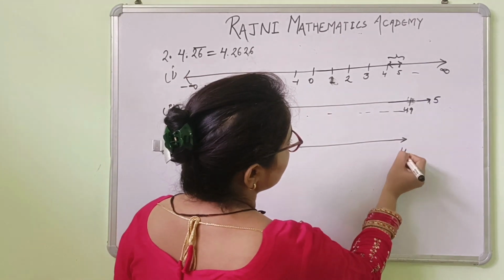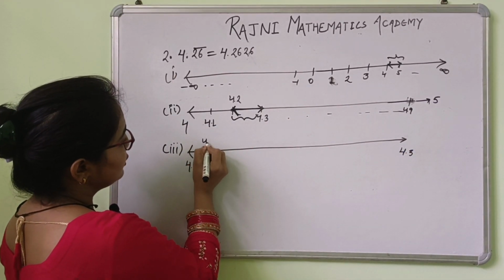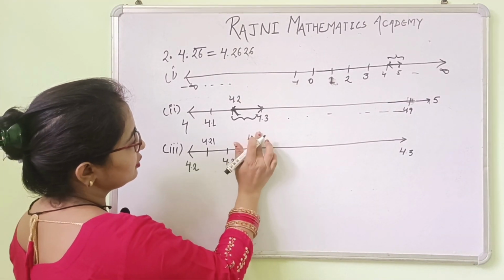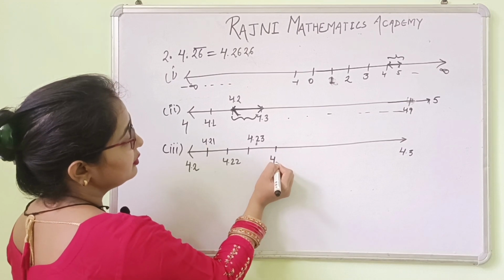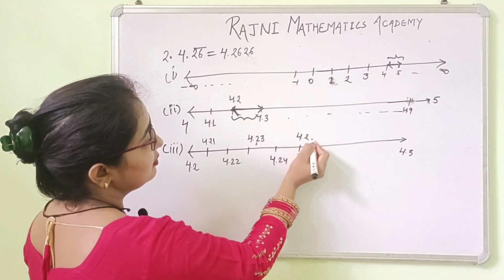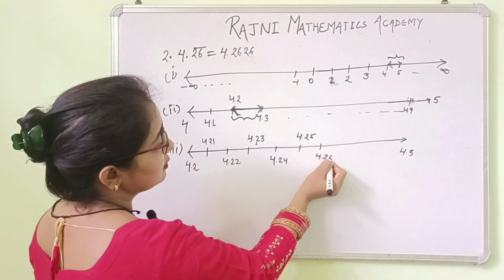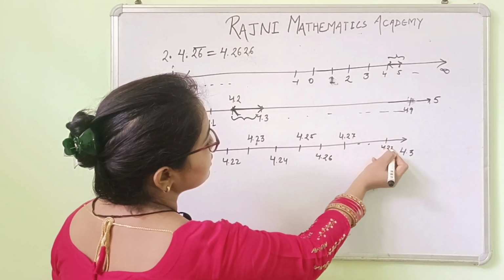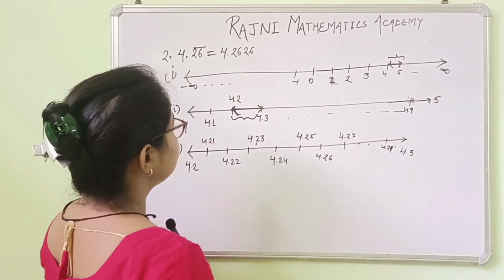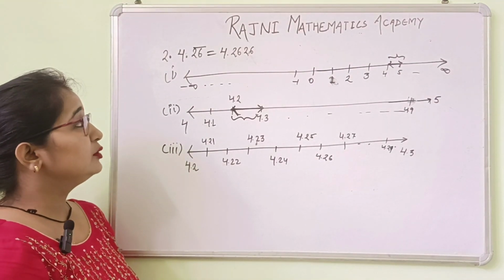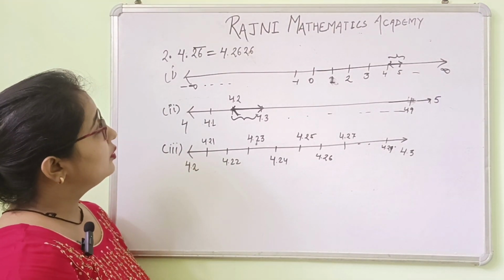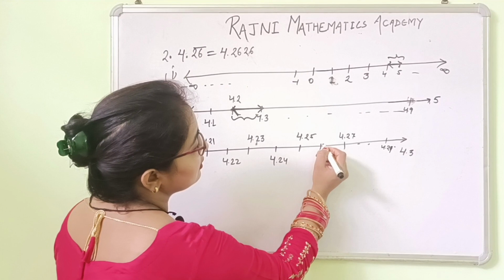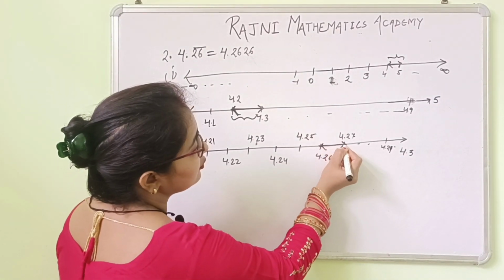4.2 and 4.3. Numbers will be like 4.21, 4.22, 4.23, 4.24, 4.25 and 4.26, 4.27, and so on, 4.28, 4.29. Okay. Number is 4.2626. As you all know, number is greater than 4.26. So number will lie somewhere in between 4.26 and 4.27.